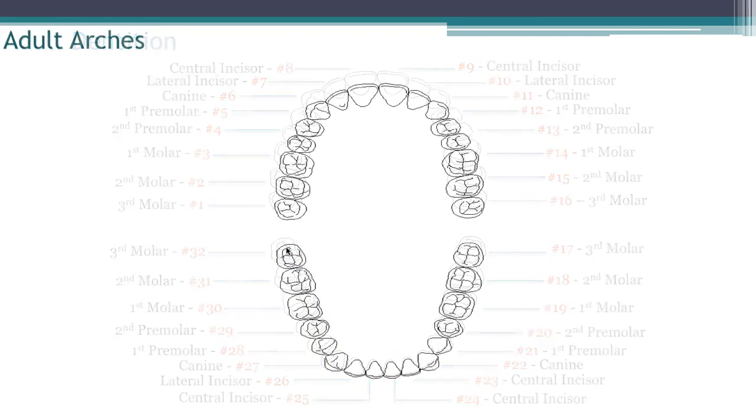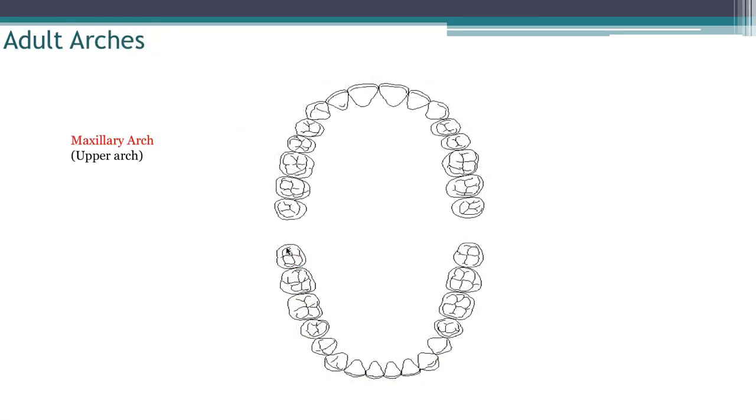Next, we're going to go over simple anatomy of the arch. So we have our upper arch, which is our maxillary arch.